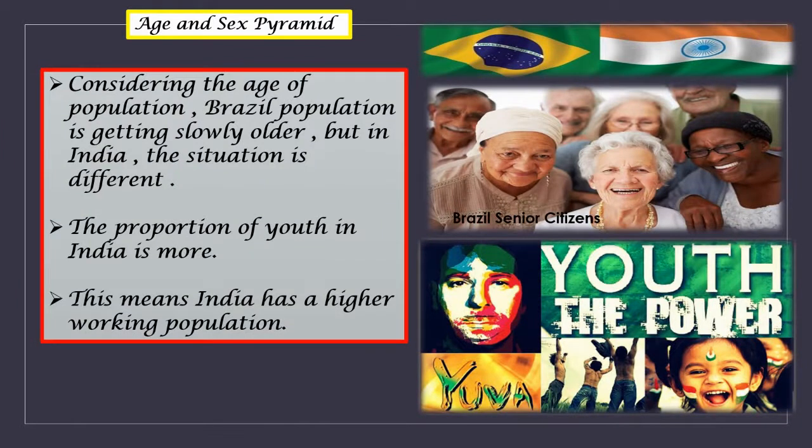After studying the population pyramid graph, we come to a conclusion that the proportion of youth in India is more. That means India is considered young as a larger proportion of the population is in the youth age group. That means India has a productive population. Considering the age of the population, Brazil's population is getting slowly older. That is, it is considered old as a larger proportion of the population is in the higher age group. As a result, it has a larger proportion of dependent population.